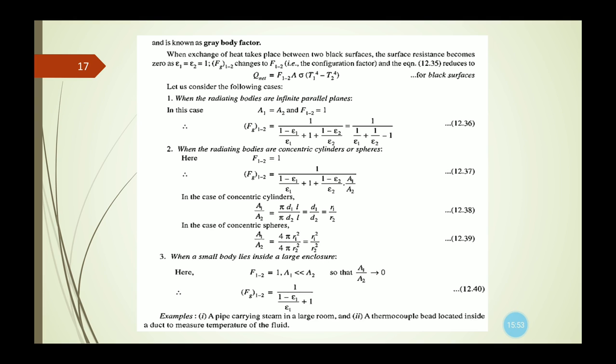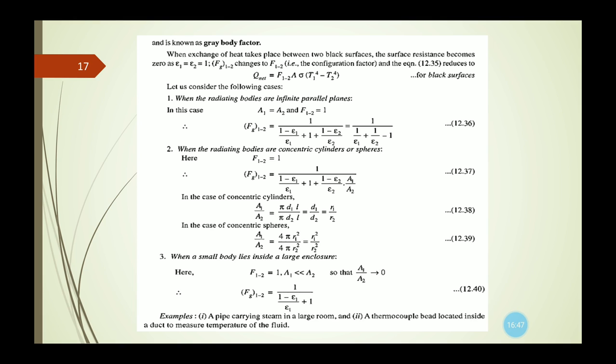The second case is when the radiating bodies are concentric cylinders or spheres. In that case F12 equals 1, a concept we know from the shape factor algebra. So the gray body factor in case of concentric cylinder and concentric sphere can be represented as 1 by [1/epsilon 1 plus ((1 minus epsilon 2)/epsilon 2) multiplied by A1/A2]. In case of concentric cylinder, A1/A2 equals D1/D2, the ratio of the diameters or radii. And in case of the concentric sphere, the ratio of the areas equals the ratio of the radii squared, r1 squared divided by r2 squared.